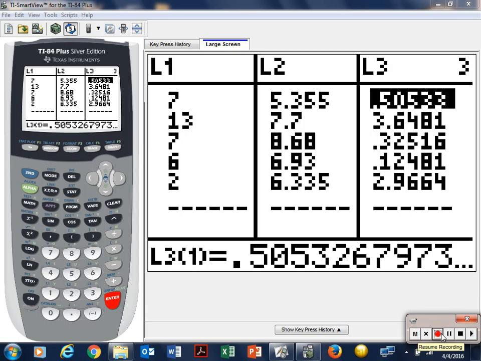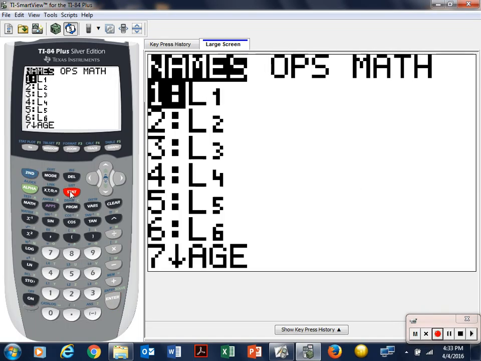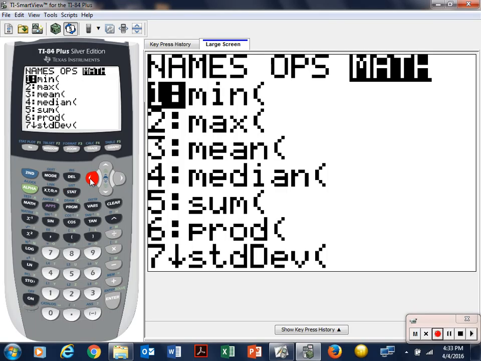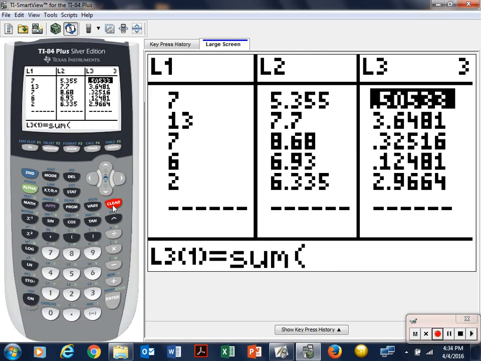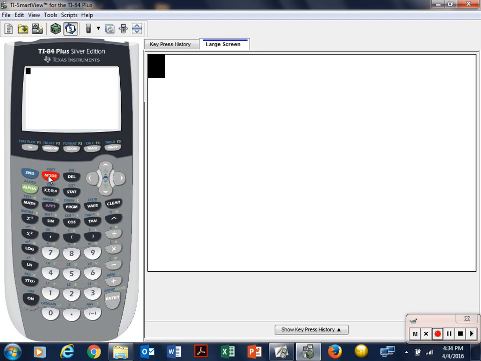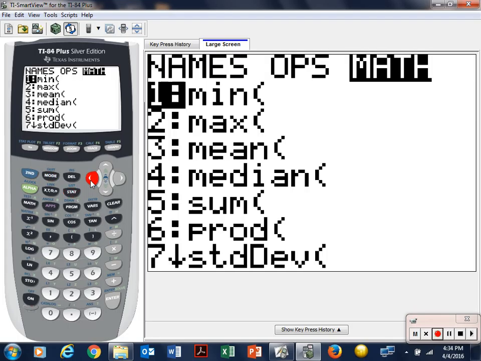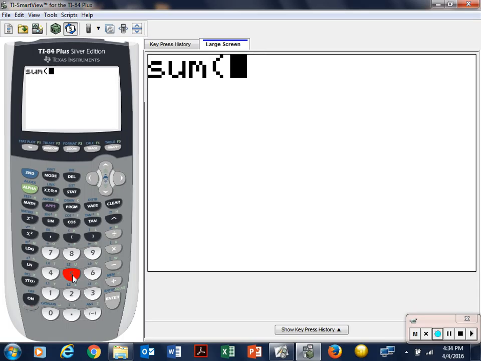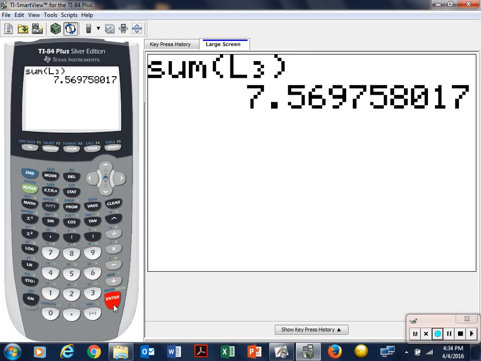Okay, now that we have the values in list number 3, we have to tell the calculator to add them up. So what we want to do is go to second stat. Okay, we want to go to math. And then we want to pick number 5 that says sum. Except we don't want to be in this screen. We want to go back to our home screen. So let's start that over. So second quit, get out of this screen. Again, go second, list, math, pick number 5, sum. Now tell it to add list 3 together. Boom, there it is. So that is our chi-square value.